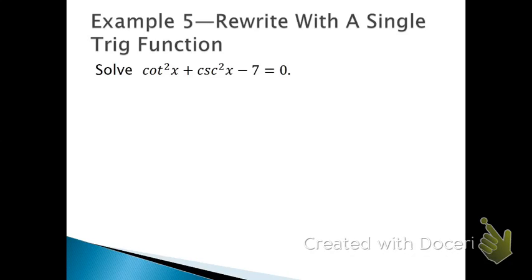I would probably go with cosecant just because it's the reciprocal of sine, so it's going to be easier to find on my unit circle at the end. But let's change one of them. So tell me, what is cotangent squared in terms of cosecant? Cosecant squared minus 1. Good. Cotangent squared is cosecant squared minus 1. It's that last Pythagorean identity. So cosecant squared minus 1, and then we got plus our cosecant squared of x minus 7 equals 0.